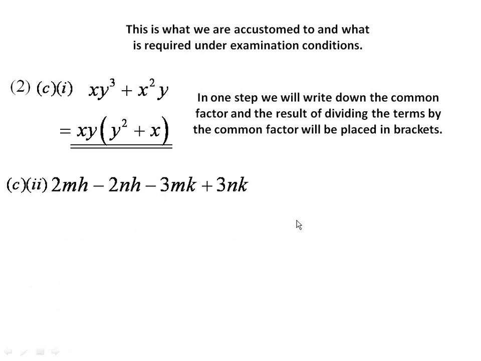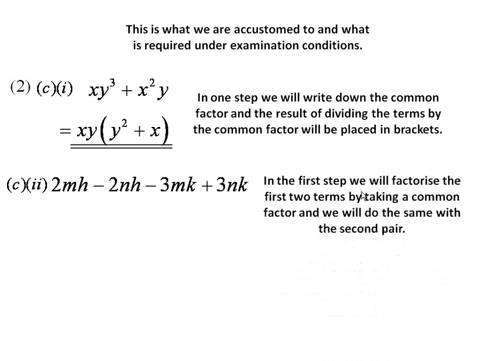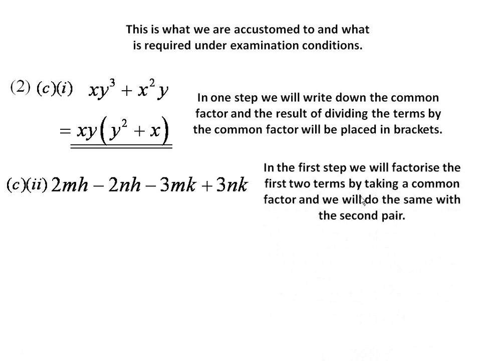The simplified version of this problem is also here. In the first step, we will factorize the first two terms by taking a common factor, and we will do the same with the second pair. Common factor we know already to be 2h. 2h will cancel with 2 and h, m. 2h will cancel with 2 and h, n.